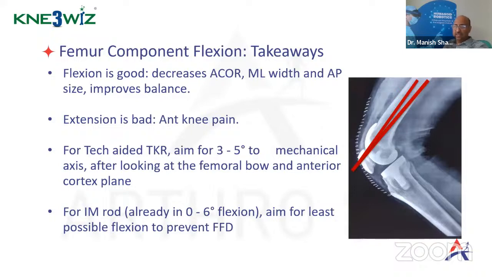Thus, the key takeaways are that mild flexion is good. It decreases the anterior condylar offset ratio. It decreases the medial lateral width by decreasing the size of the component, and it improves balance. But extension is bad. So, in a technologically aided TKR, aim for 3 to 5 degrees to the mechanical axis, after looking at the femoral bow and the anterior cortex plane, and for those using conventional instruments, aim for the least possible flexion to prevent a fixed flexion deformity.